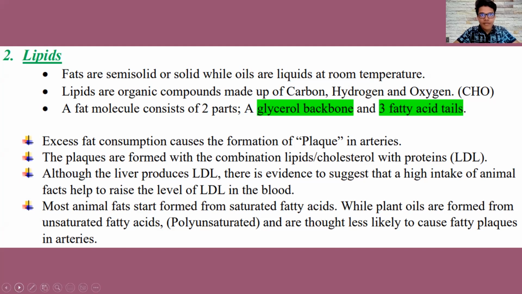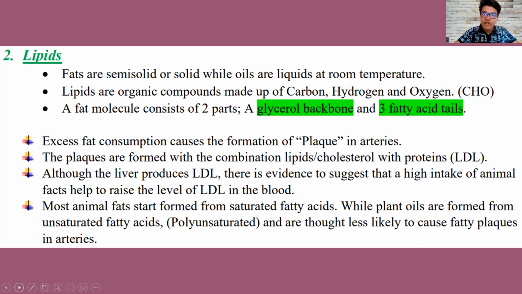And here again, I have given some extra information as well, where excess fat consumption leads to formation of plaque in arteries. These plaques are formed with a combination of lipids and proteins, LDL, which stands for low density lipoprotein. Although generally the liver produces LDL, a high intake of fats helps to raise this LDL level in blood more than the natural amount. And this increases the risk of plaque formation.